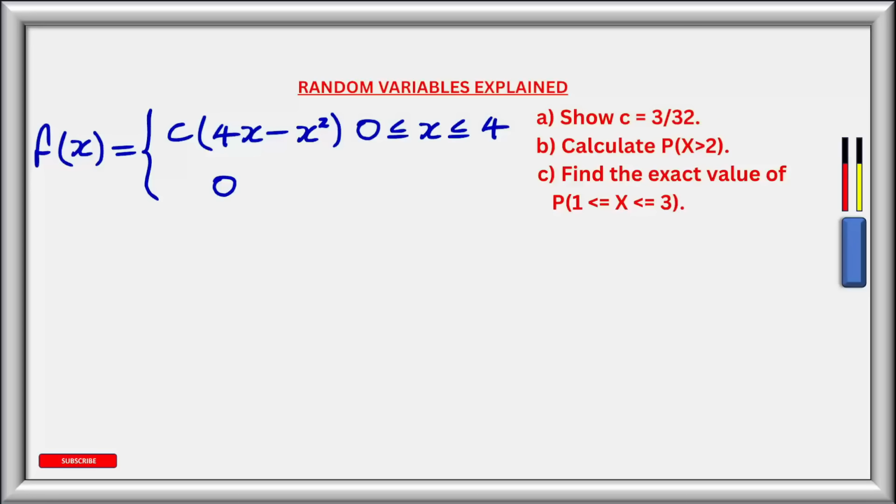In part A of the question, we're asked to show that c is equal to 3 divided by 32. Part B asks us to calculate the probability of x greater than 2. And part C of the question asks us to find the exact value of the probability that x is greater than or equal to 1 and less than or equal to 3. If you'd like to play along, pause the video now.